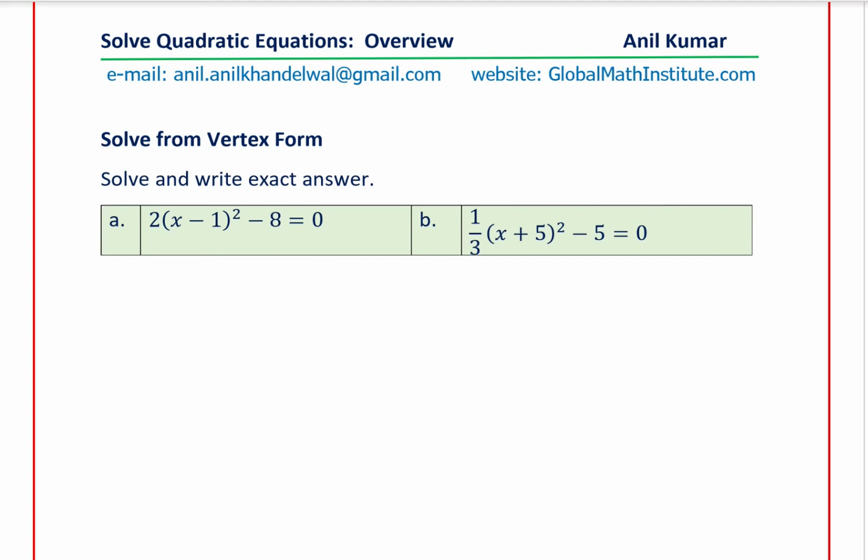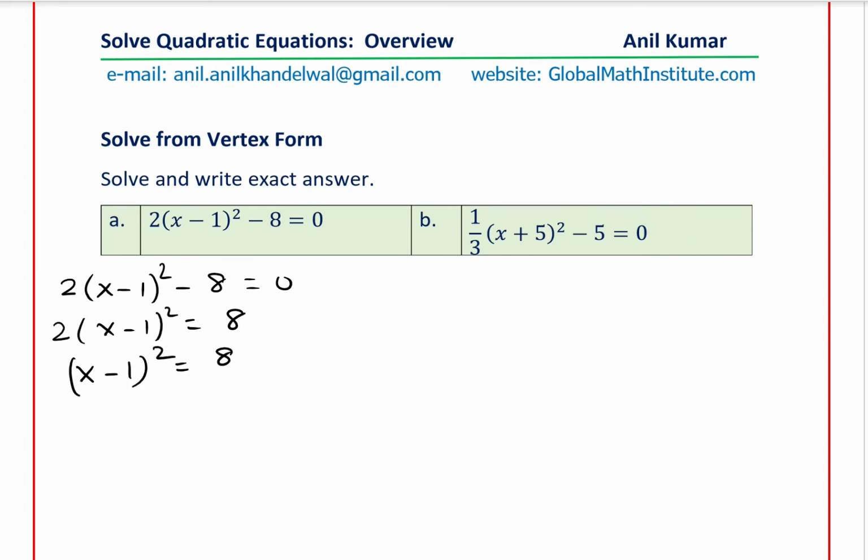So the first one here is 2 times (x minus 1) whole squared minus 8 equals 0. Let's rearrange. We get 2 times (x minus 1) whole squared, taking 8 to the right side. Now we will divide by 2 on both the sides. So we get 8 over 2, which is 4, on the right side, with (x minus 1) whole squared. So x minus 1 can be written as square root of 4 with plus and minus sign. So that gives you two possible answers, plus 2 and minus 2.